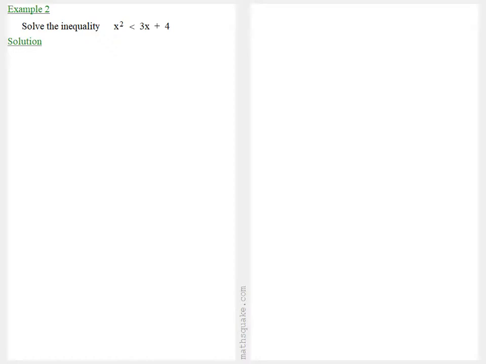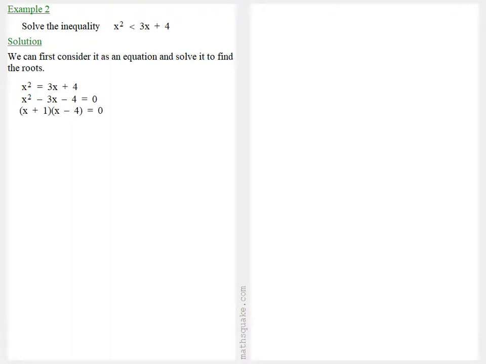Now to solve this, we first consider it as an equation and solve it to find the roots. So we start with x squared equals 3x plus 4. That can be written as x squared minus 3x minus 4 equals 0, and we want to factorise it. So we look for two numbers that add to make minus 3 and multiply to make minus 4. That's plus 1 and minus 4.